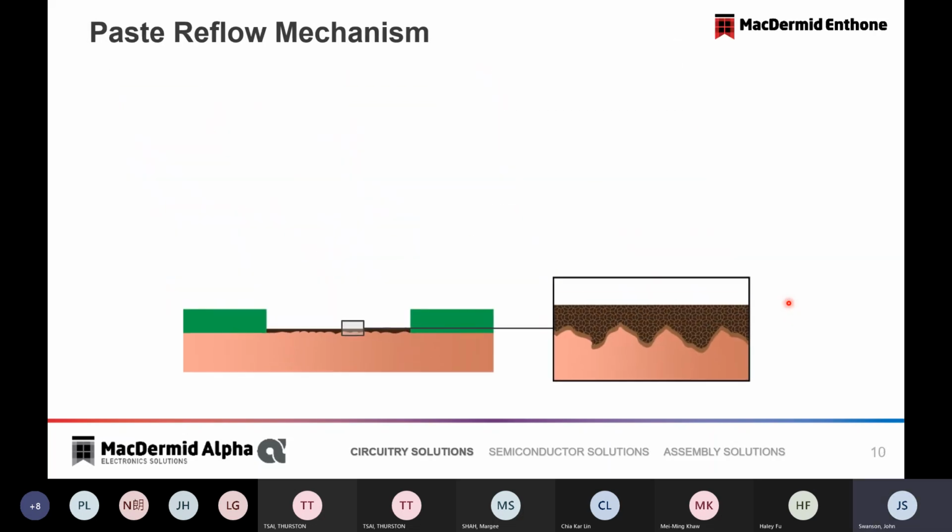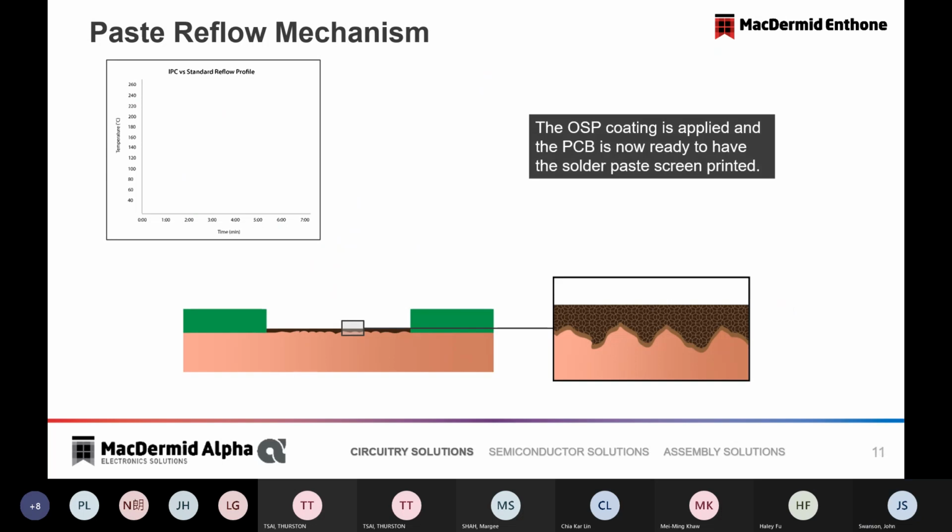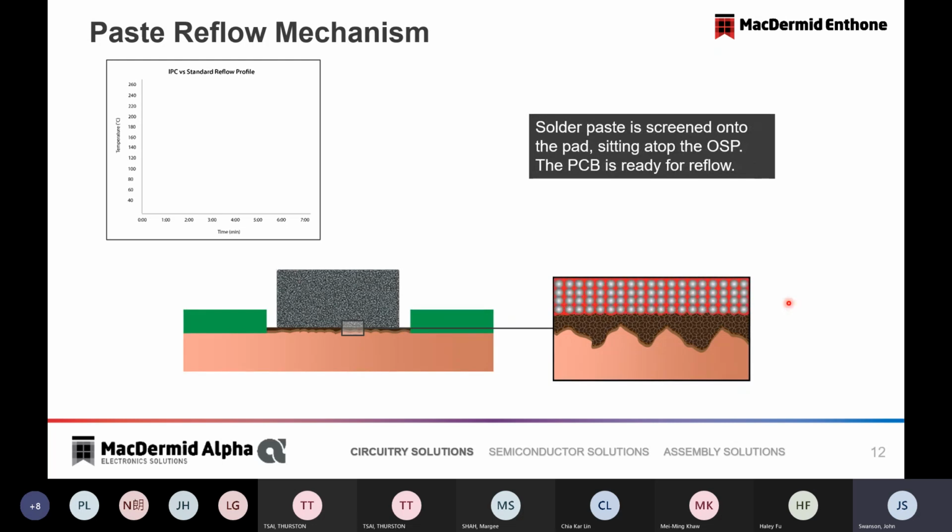Now I'm going to move forward and talk a little bit about the reflow and assembly operation. So we have a coating that's applied, and the PCB is now ready to have the solder paste printed. I'm illustrating here, if we're printing the solder paste, I'm showing this with my highlighter.